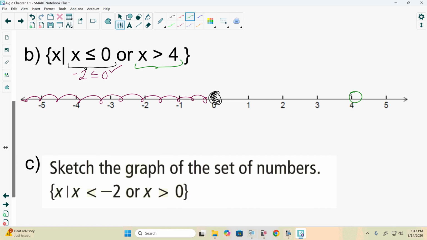X is greater than 4. Well, we know we're going to put a circle at 4, yes? Opened or closed? Open, it's not equal to it. Shade to the left, shade to the right? Because we want all the numbers bigger than it, so we're going to the right. Because 5 is indeed greater than 4, so we're shading towards 5. Questions on this here?